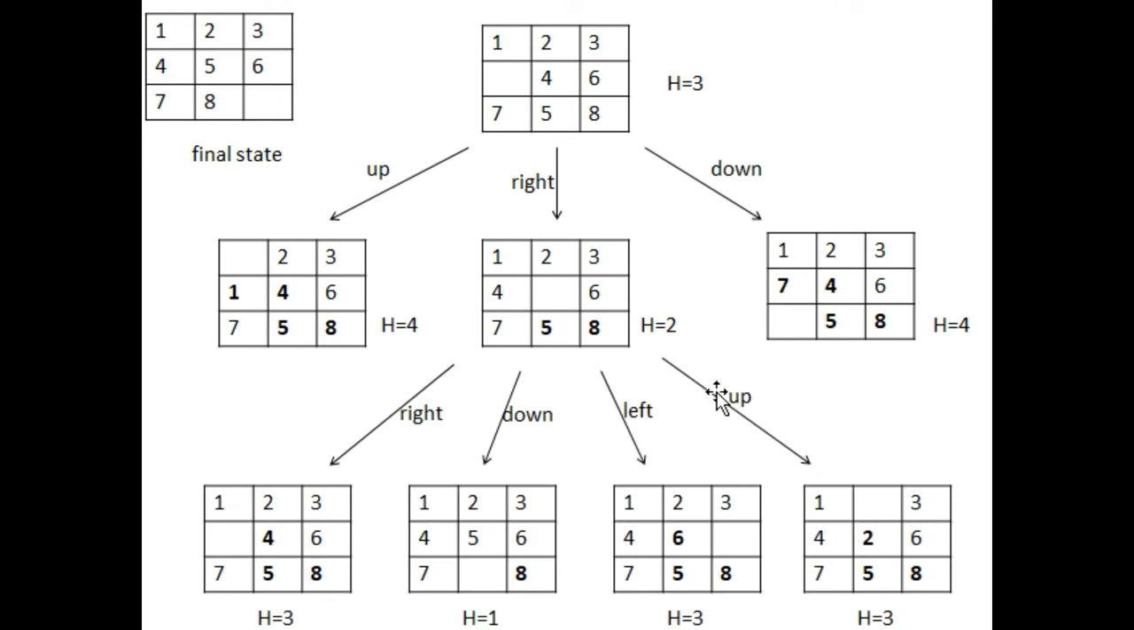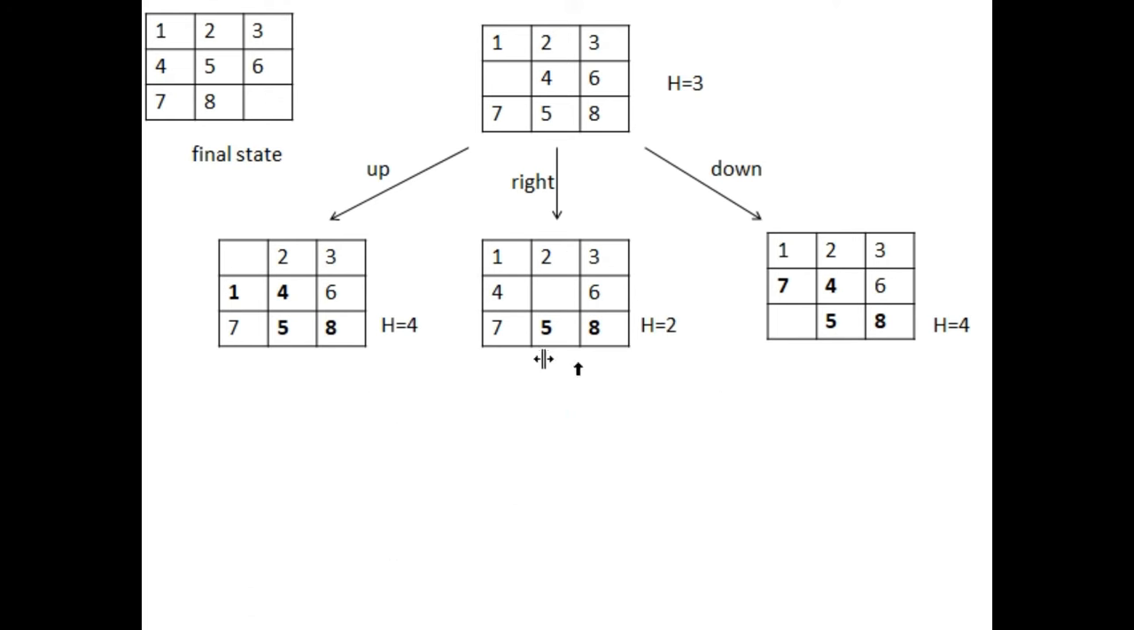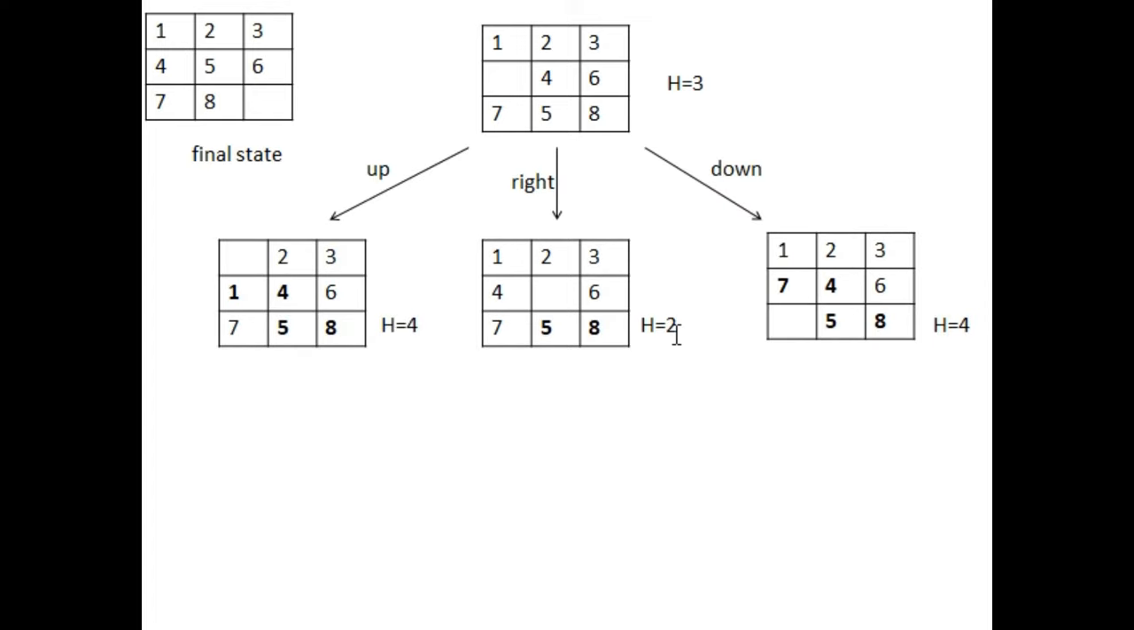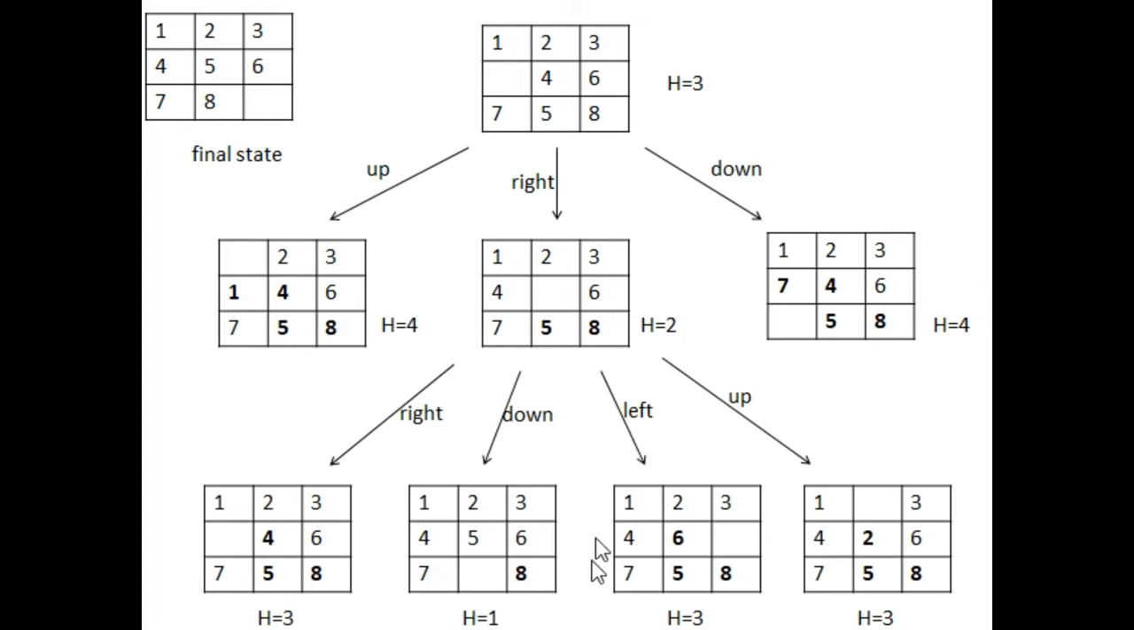So then I will apply all of these set of actions, up, down, left and right, at this state. So just look at this slide. I apply all of these actions, right, down, left and up, on this state. When I apply the right action on this state, just look at this, the box moves in this direction. Then I will calculate the heuristic value again.